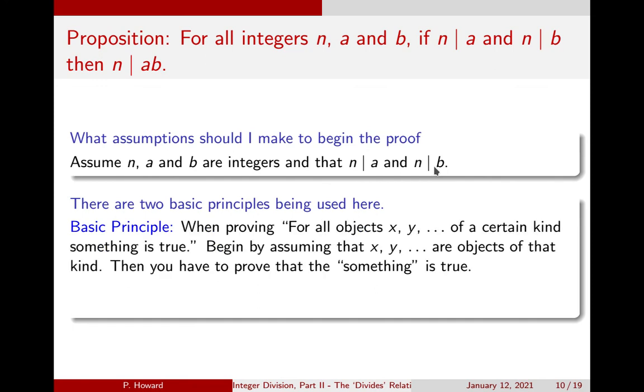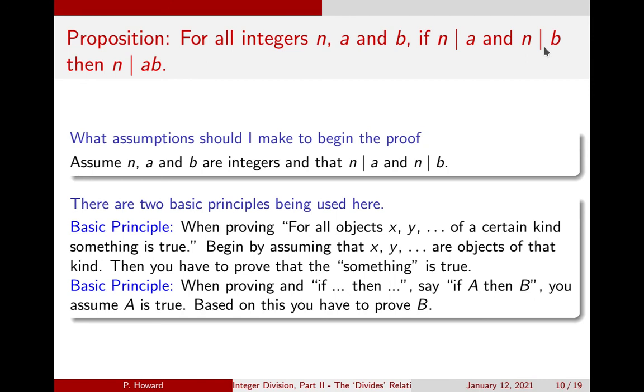There are two basic principles at work here. The first is, when you are proving a for all statement, say for all objects x and y of a certain kind, something is true, you begin the proof almost always by assuming that x and y are objects of that kind, and then you have to prove that the something is true. So in the case of this proposition, we are proving that for all integers n, a, and b, something is true. We begin the proof by assuming n, a, and b are integers. And we have to prove the something, which in this case is the if-then statement.